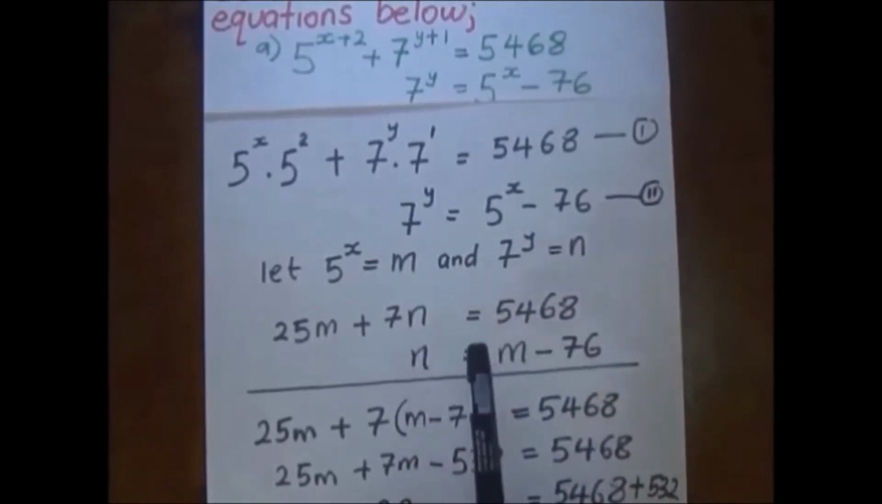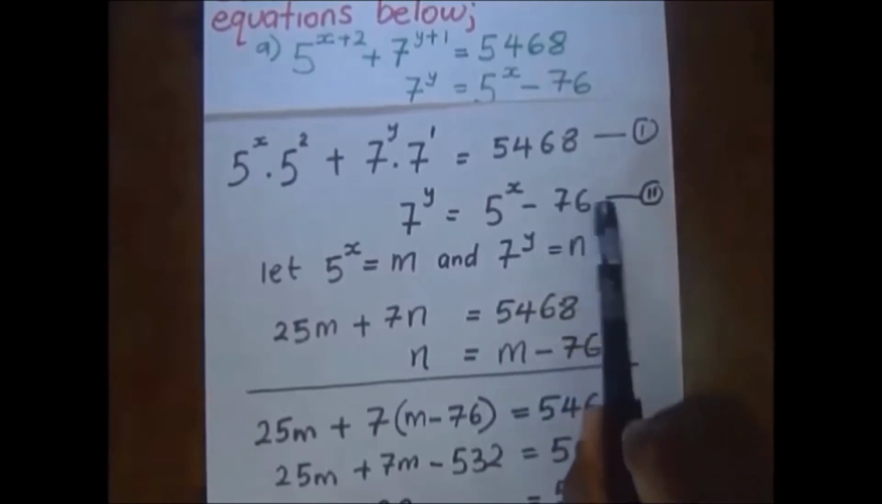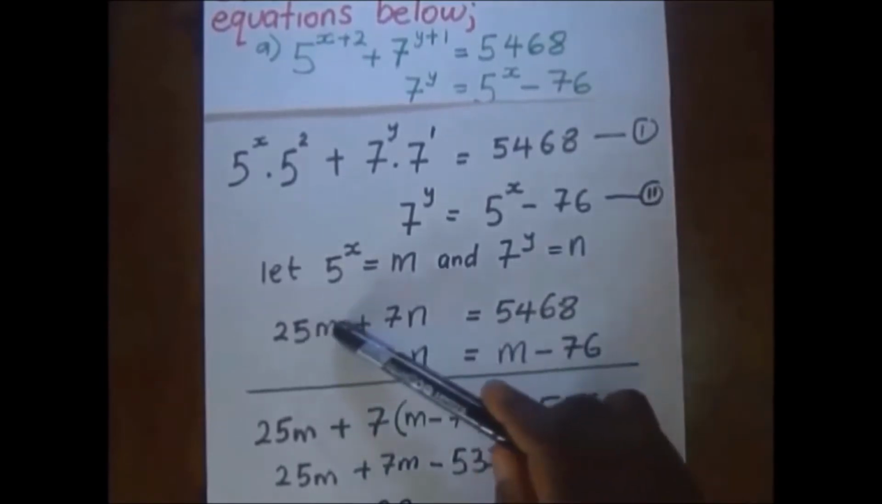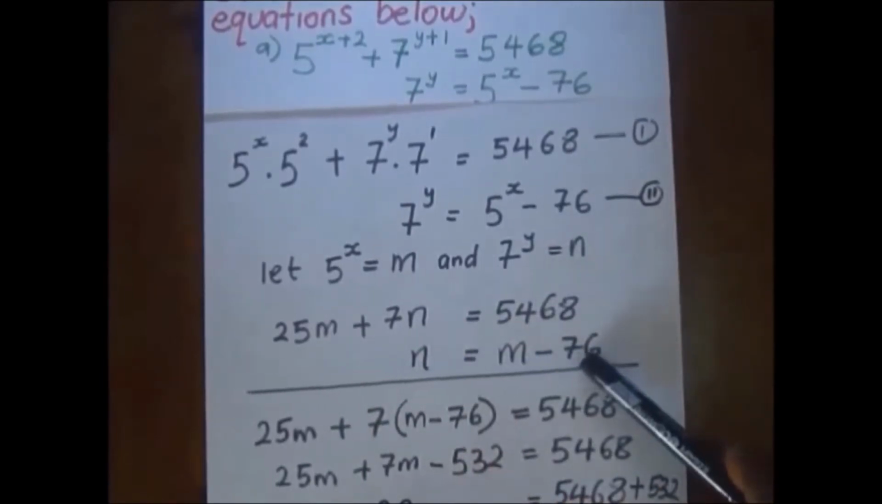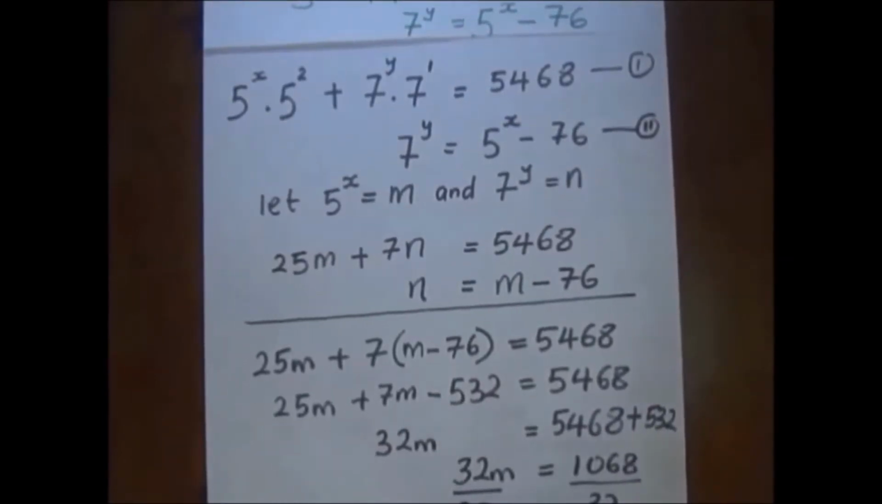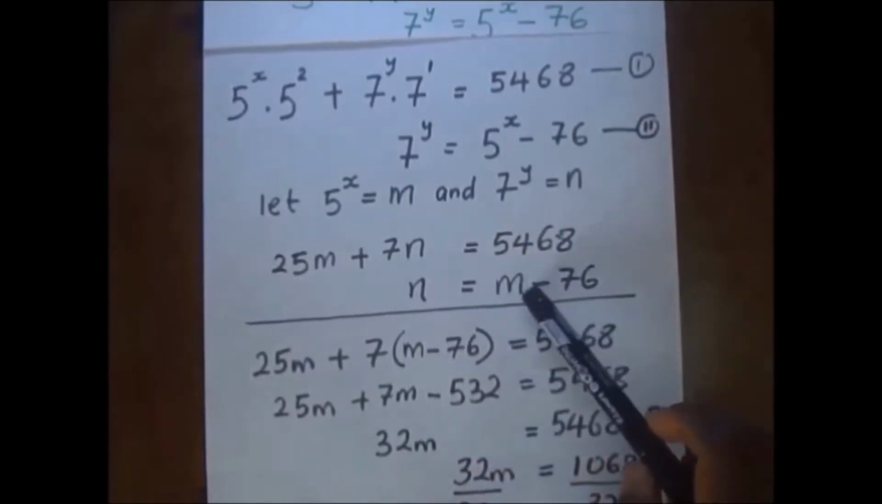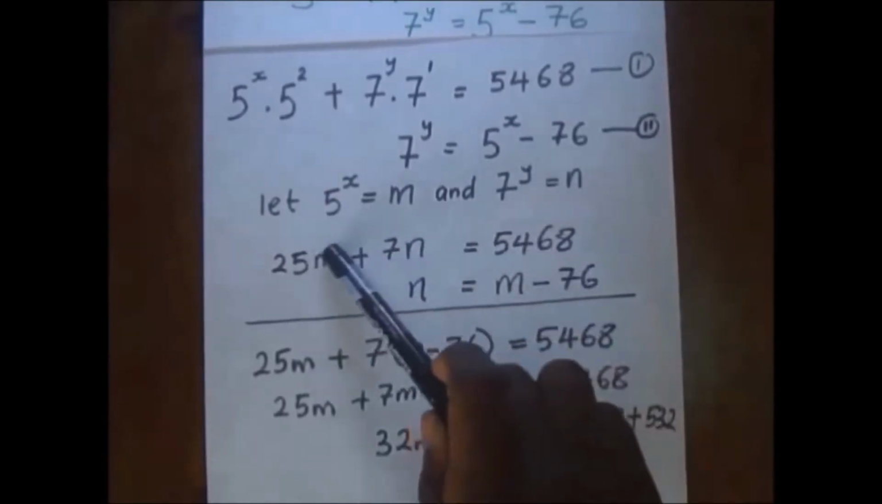So it's going to be n is equal to 5 to the power x, which is m, minus 76, and that's our equation 2. So these are our two equations. We are going to solve them by substitution. By substitution, I mean we are going to get the value of n, which is m minus 76, and substitute it in the first equation.